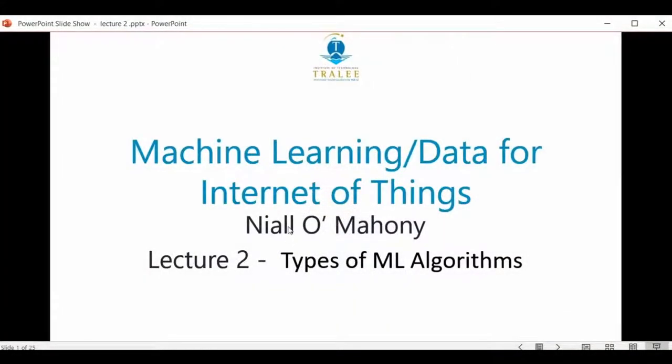He will present types of machine learning algorithms in order to overview the different types of algorithms from the elementary machine learning for solving simple problems through to more advanced deep learning algorithms. And today we'll be covering types of machine learning algorithms.